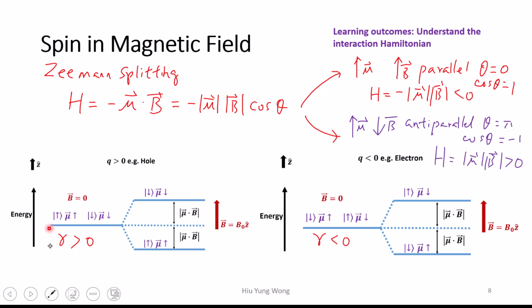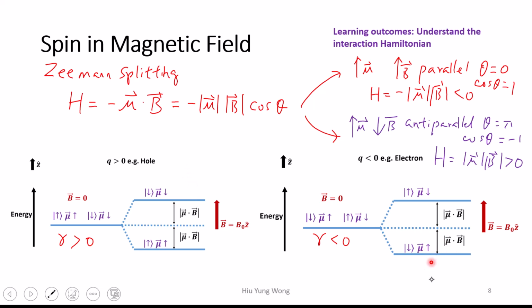So let's look at this. Before I put any magnetic field, spin up and spin down have the same energy. You cannot distinguish them. When I set up the magnetic field up, when my magnetic moment is up, they are in the same direction, right? So I actually reduce the energy of the system. But if my magnetic moment is pointing down, then now they're anti-parallel, I increase the energy of the system. Is that okay? This is the same for electron.